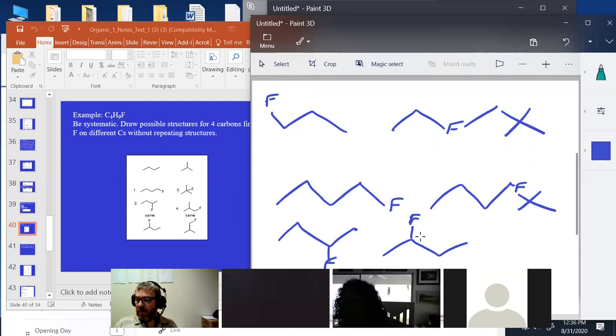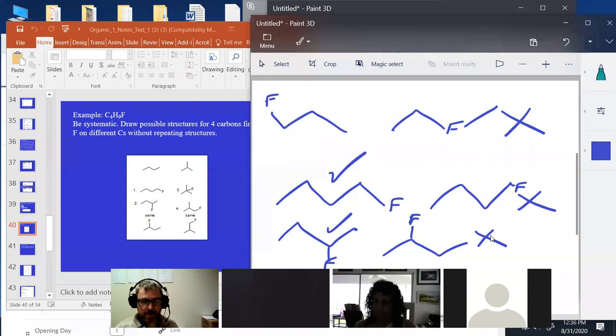It's a mirror image. Oh, yeah, it's the same thing. Having the F here on the second carbon is going to be the same thing. If I put the F on the end, it's going to be this one here as well. So that one's off the table as well. So these are okay, but those aren't. Not so much.